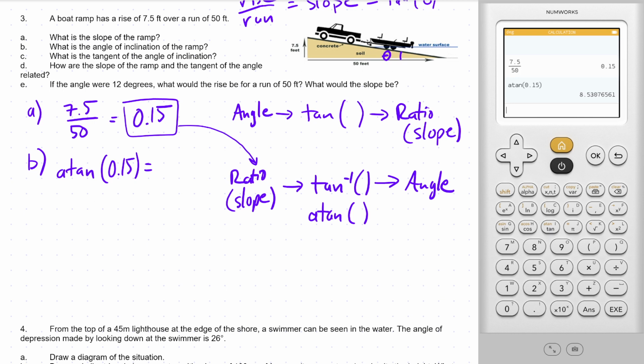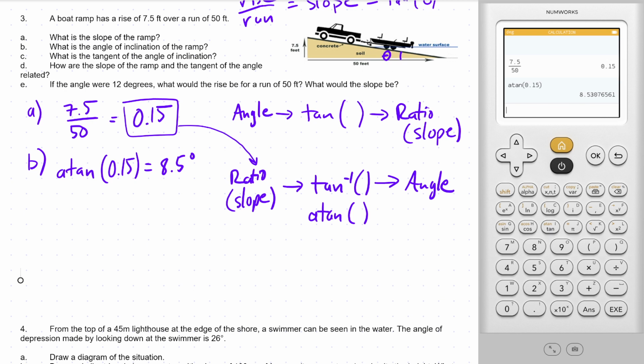So I'm just going to round to the nearest tenth: 8.5 degrees. Now, if you got something different, make sure your calculator is in degree mode, because if it's not in degree mode, you won't get this answer. You'll get an answer in radians. But if your calculator is in degree mode, you should get this.